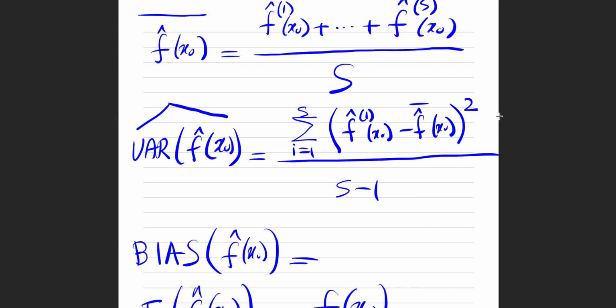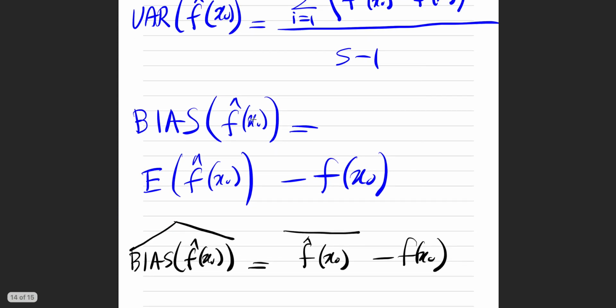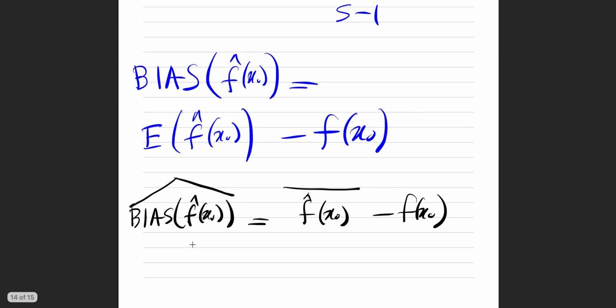So we calculate the sample variance, sample mean, and then the bias is the expected value of the estimate minus the true function. So an estimate of the bias will be the sample mean minus the function itself. We will clarify this using an example in R.